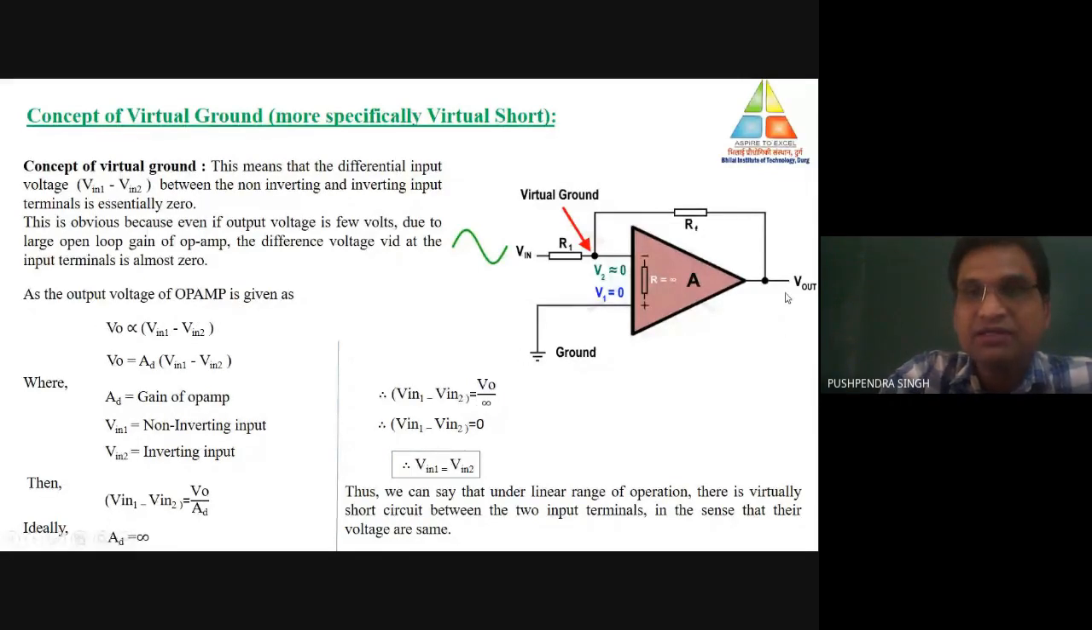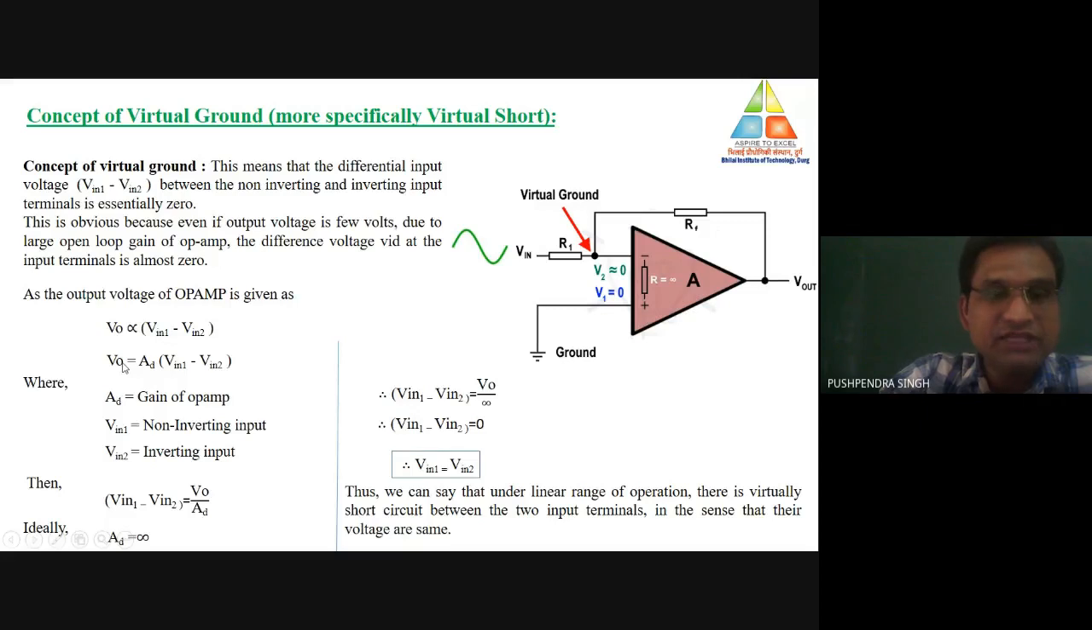So, as per the fundamental of the differential amplifier, as we know, what is the value of output? Output is directly proportional to the difference of two input signals. Many times we have discussed this. V0 is directly proportional to Vin1 minus Vin2, where Vin1 is non-inverting terminal voltage and Vin2 is inverting terminal voltage. The terminal which is connected to negative is the inverting terminal, and the one connected to positive is the non-inverting terminal.